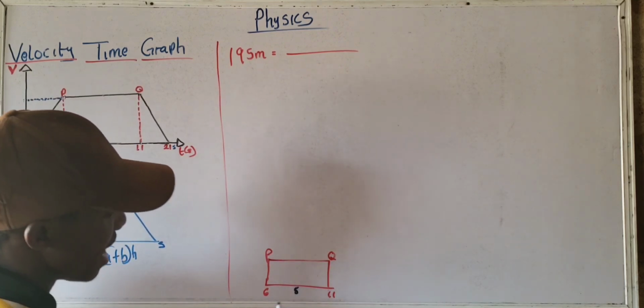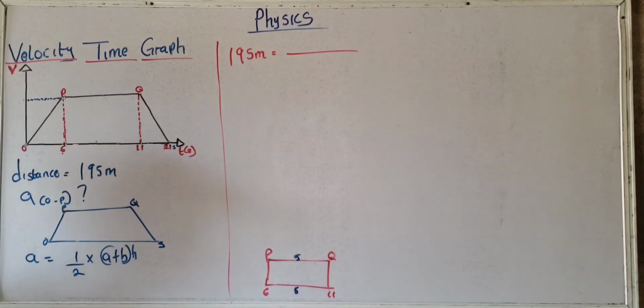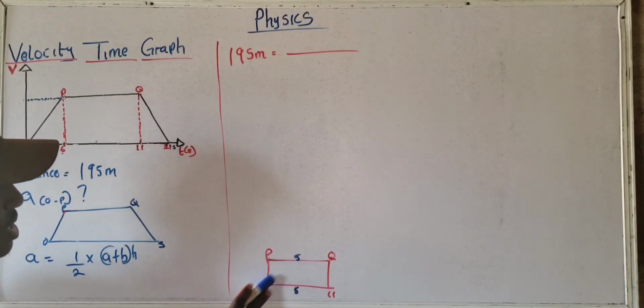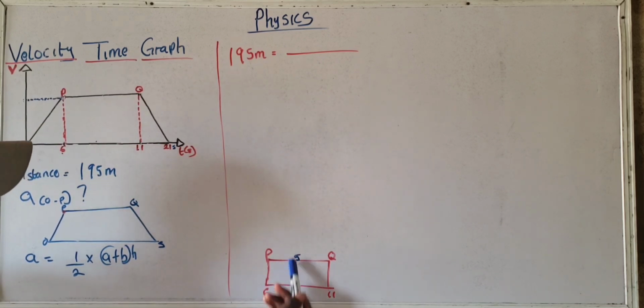Okay, this is 5. And if this side is 5, that means that this side is also 5. You understand? Because a rectangle has two opposite sides that are equal. In a rectangle, the two opposite sides are equal. So this side is equal to this, and as well, this side is equal to this. But we are mainly concerned about this side. So this side is equal to this side.